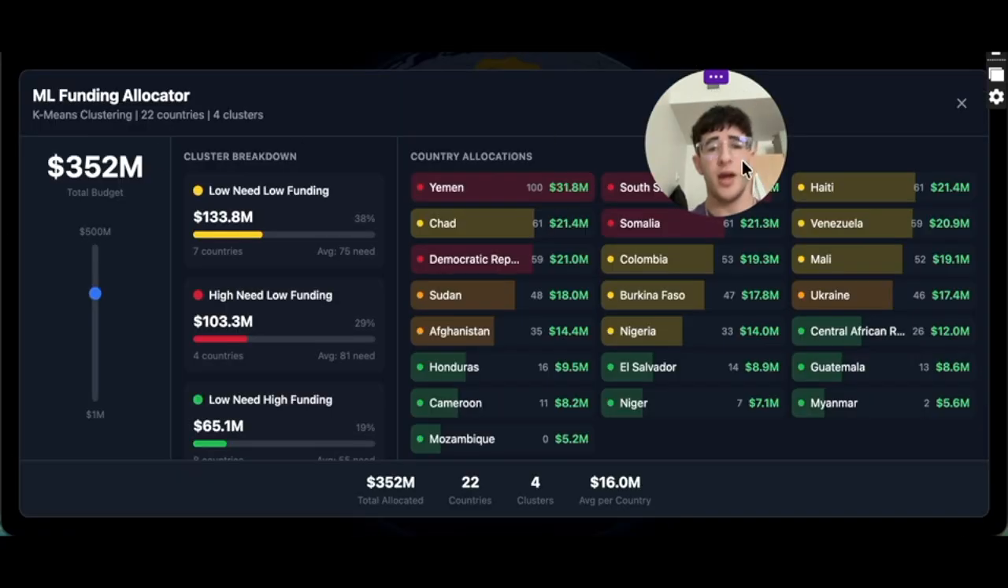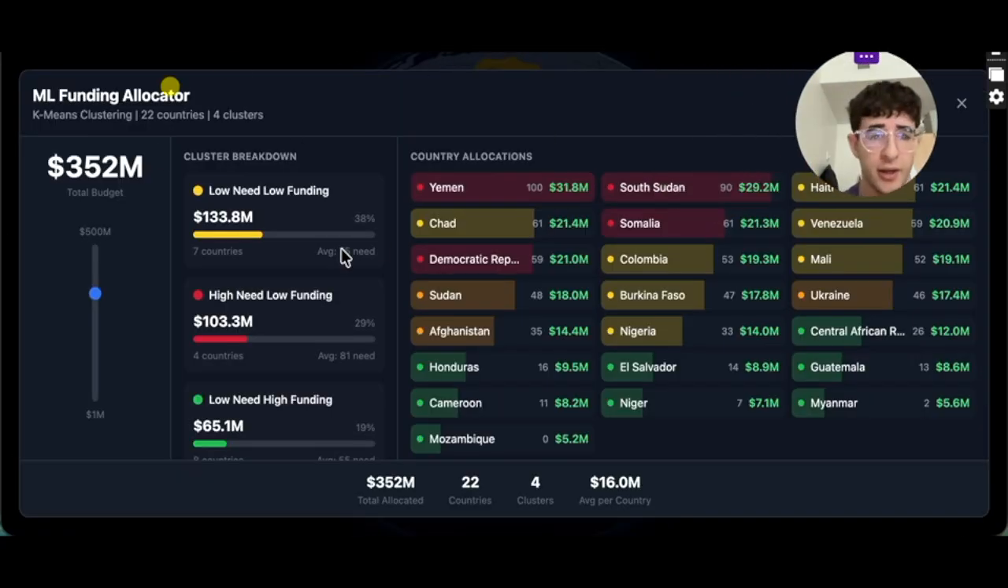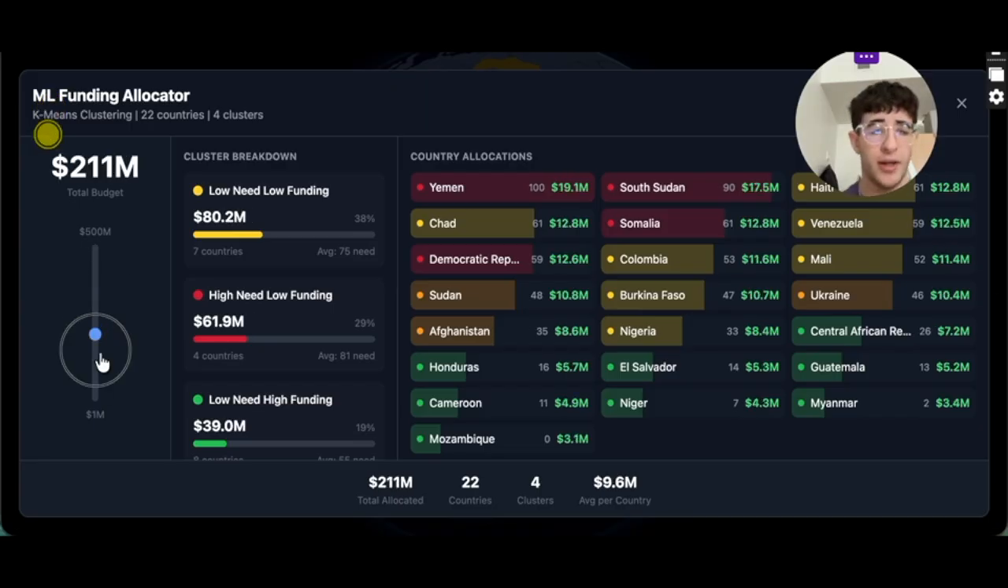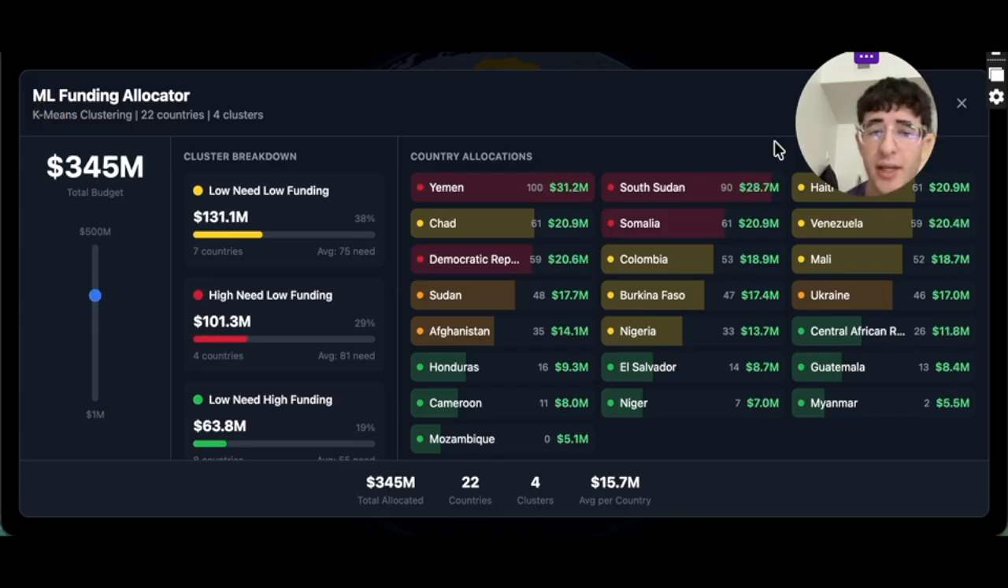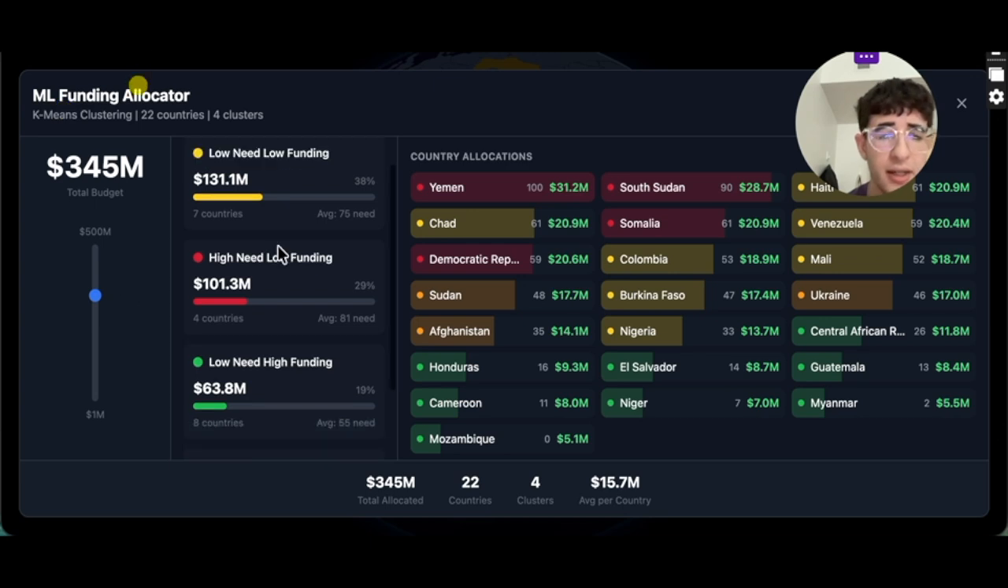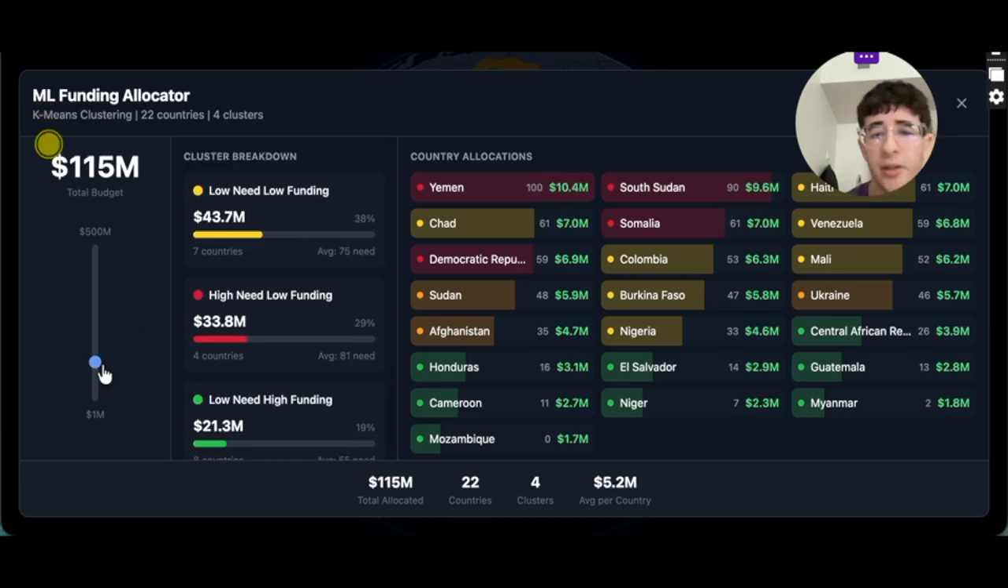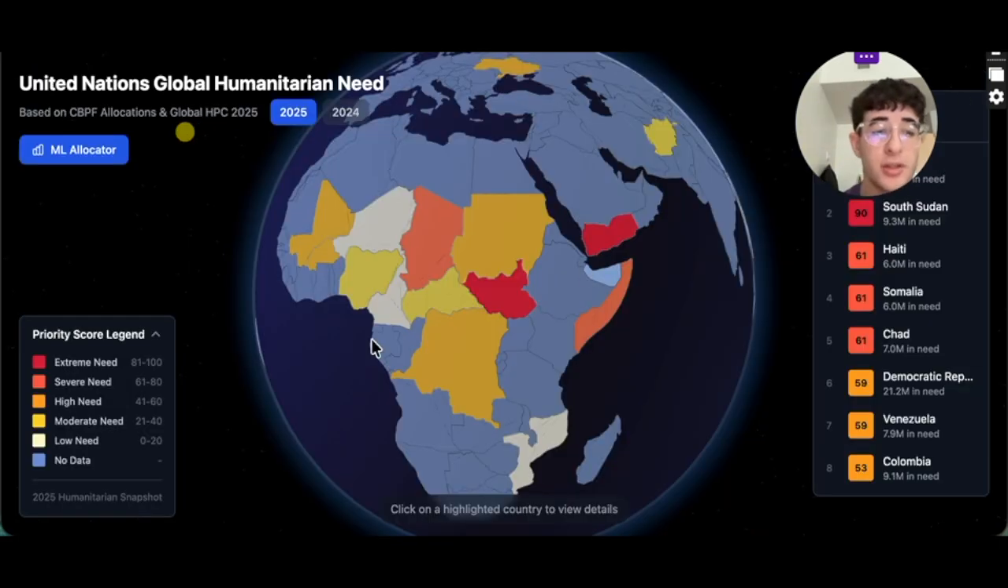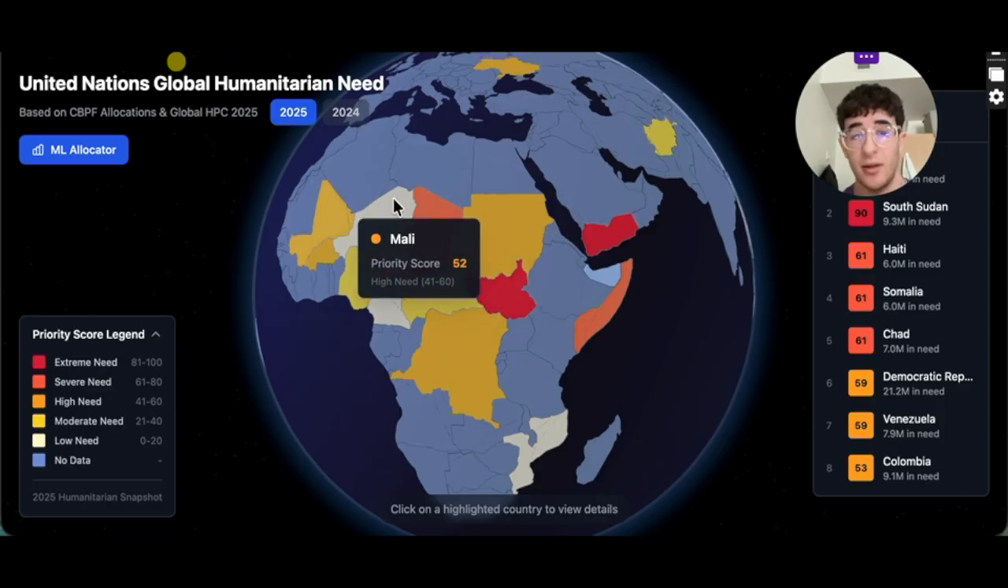We're cool. We have an allocator over here, a funding allocator. Essentially, it linearly distributes the funding to the countries based on how severe their situation is and how much they need that funding. And there's the cluster breakdown over here. You can adjust it, and it will give you exactly where you should distribute the funds based on the data that the UN has allocated.